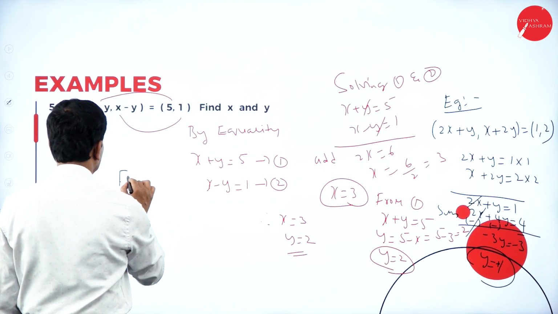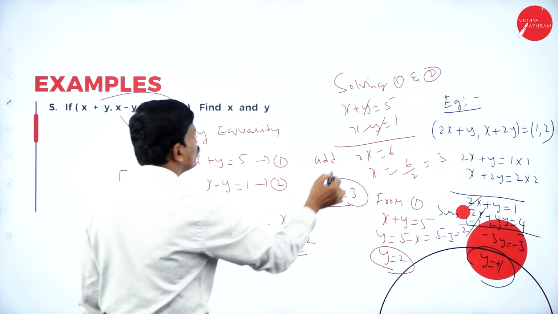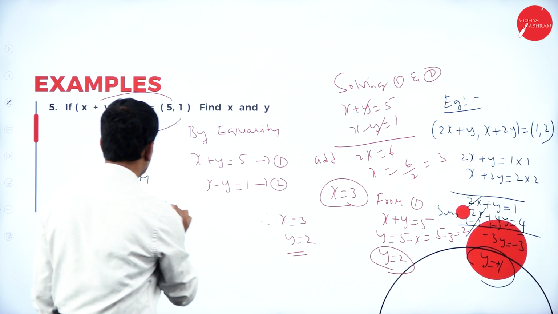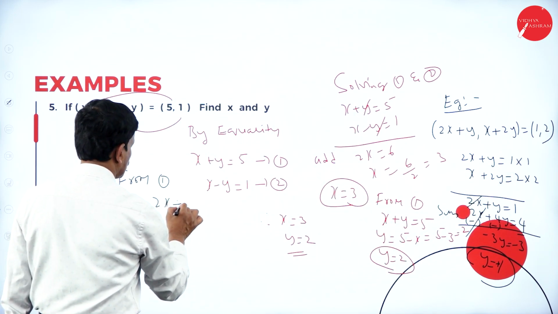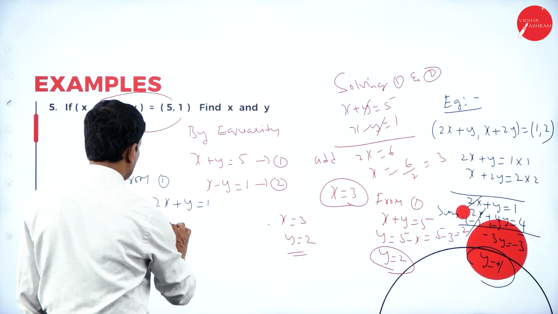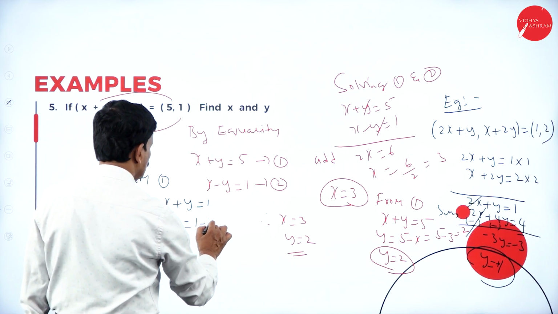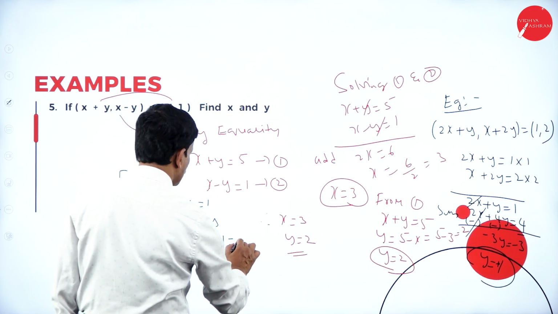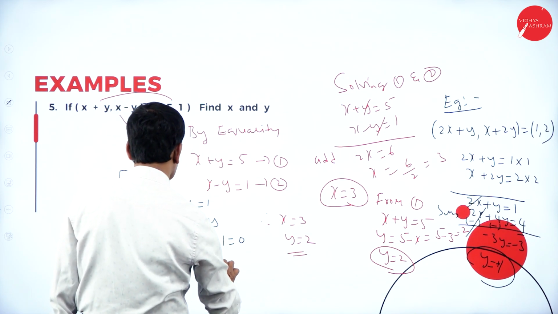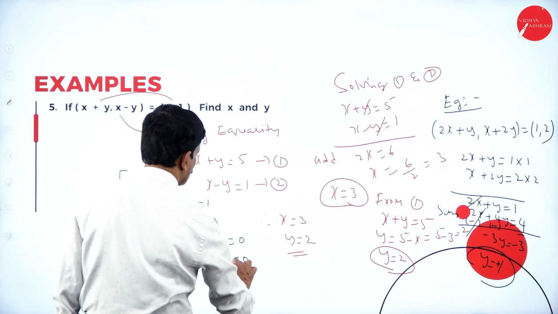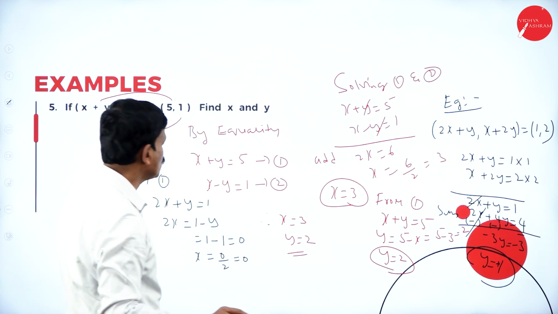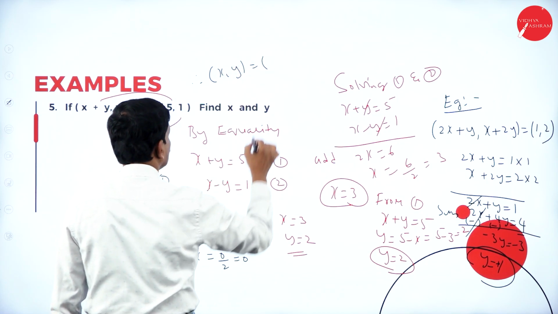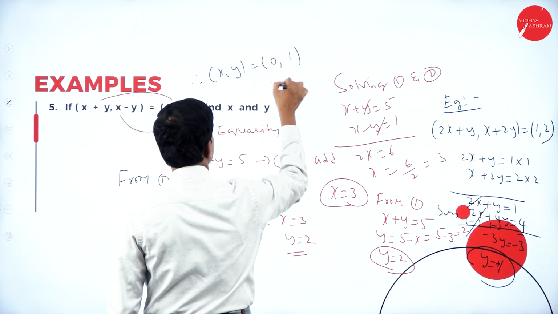So from any one of the equations, let us take this one: 2x + y = 1. What is required to find is x. 2x is equal to 1 minus y. Here y is equal to 1, and 1 minus 1 is 0. So x is equal to 0 by 2, which is 0. Therefore (x, y), x is 0 and y is equal to plus 1.